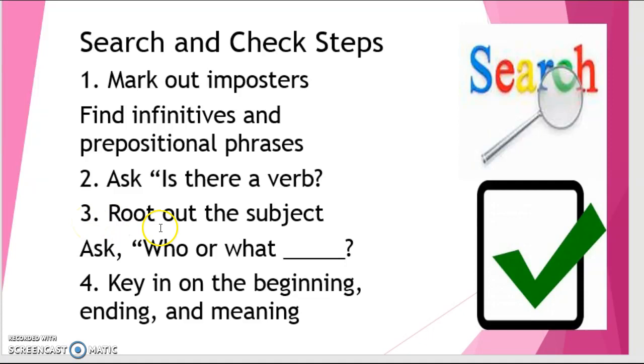And then 3 is root out the subject, so you want to find who or what the sentence is about. And then 4 is to key in on the beginning, ending, and meaning. So make sure at the beginning of the sentence you have a capital letter. Make sure at the ending of the sentence you have either a punctuation mark, so you need to make sure that you either have a period, a question mark, or an exclamation point. And then meaning, make sure that your sentence is making sense. So those are the 3 things you want to make sure you do in step 4.